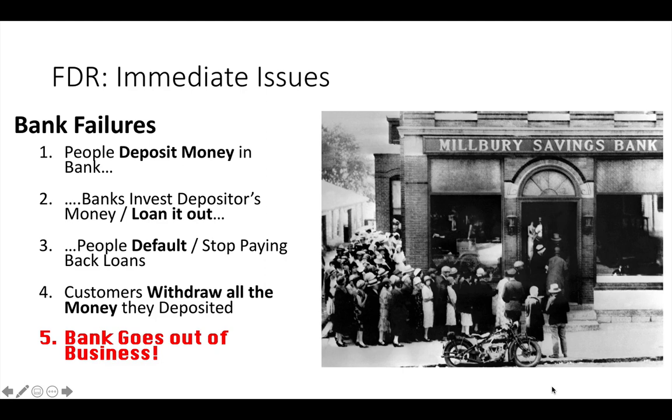And here's the worst thing about it. And this is the reason why you are going to have what you see in the picture. You're going to see lines around the block. The reason you see lines around the block is this. If you pull out your money early, you get all your cash back, no problem. But if you wait and your bank goes out of business and you go, I have $1,000 at Millbury Savings Bank, let's say. I have $1,000 in Millbury Savings Bank. And you pick up the newspaper and you read, Millbury Savings Bank has gone out of business.